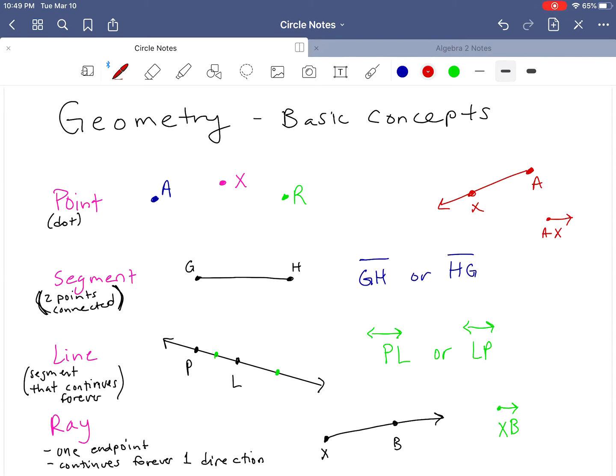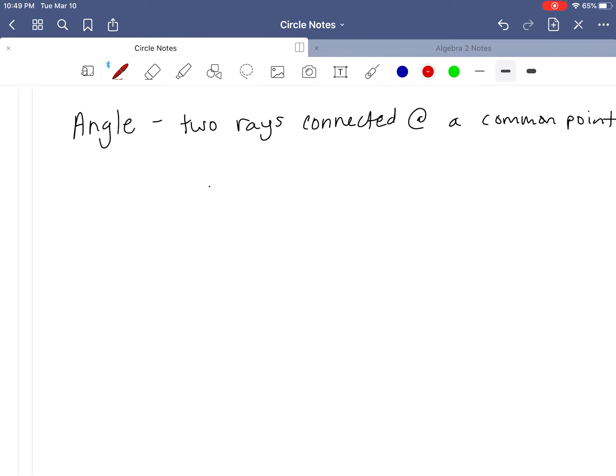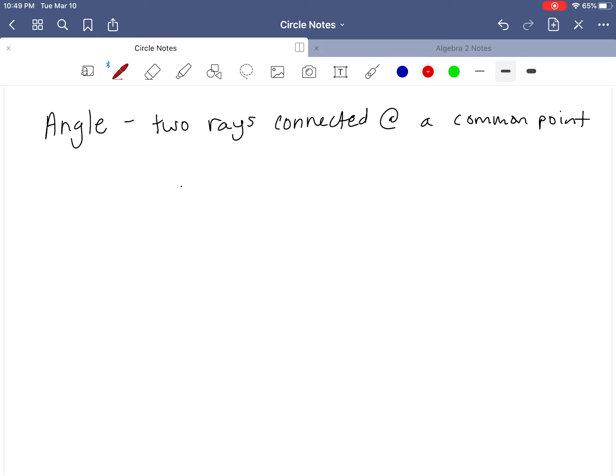Now, what we use these for is to create other items in geometry. So that's going to lead us into what we call an angle. An angle is made up of 2 rays that are connected at one point. So I'm going to go ahead and draw 2 rays. So here's one ray, and then here is another ray. And you've probably seen these before, but we've just drawn 2 rays.